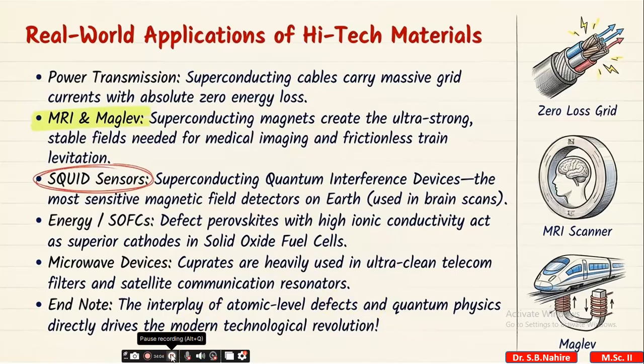Now, look at the images on the right side. You can see examples like zero-loss power cables, MRI scanner, and maglev train. These clearly show how fundamental chemistry concepts are applied in real-life technologies. So, remember this key idea. High-tech materials are not just theoretical concepts. They are directly used in advanced technologies. This completes our topic on defect perovskites and high TC superconductors.